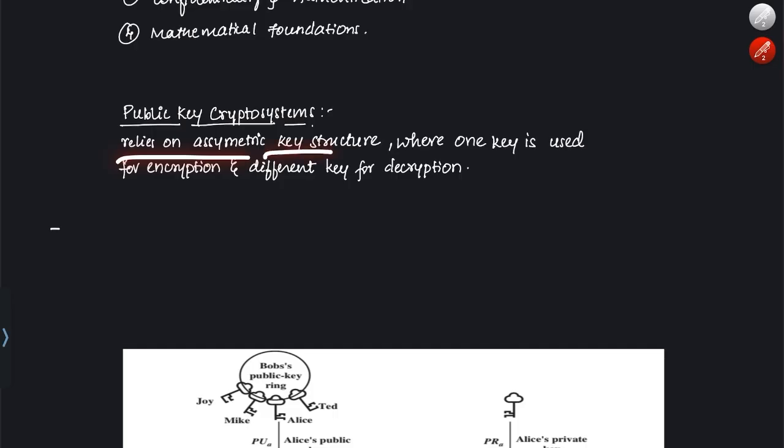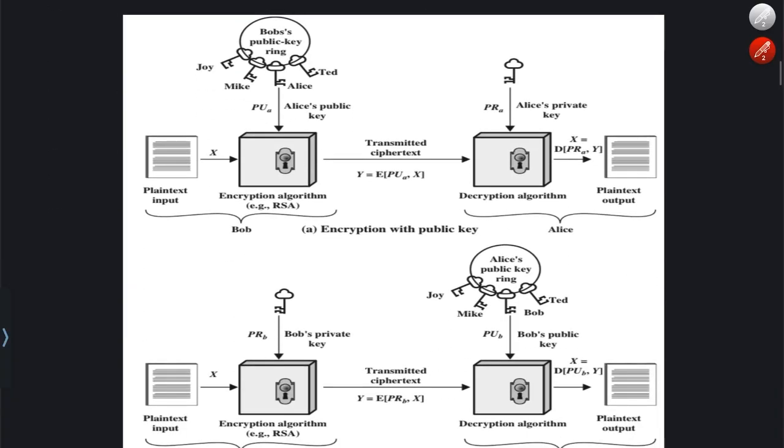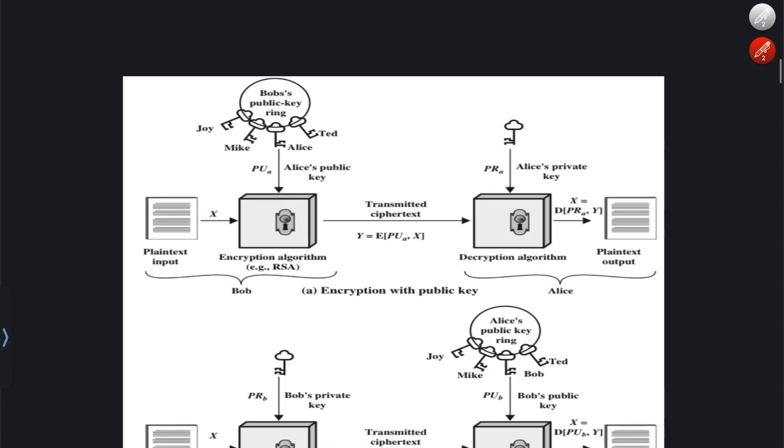This relies on an asymmetric key structure where one key is used for encryption and the other key is used for decryption. If you see this figure, both the scenarios have been explained here. Plain text is here, and we have two persons. The first one is the sender, and on the other hand I have the receiver. The sender is Bob and the receiver is Alice.